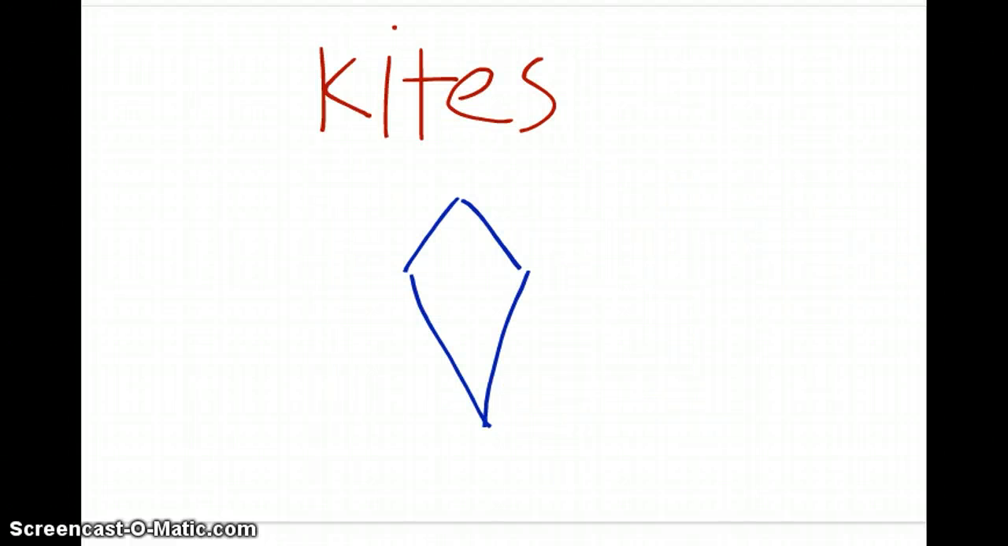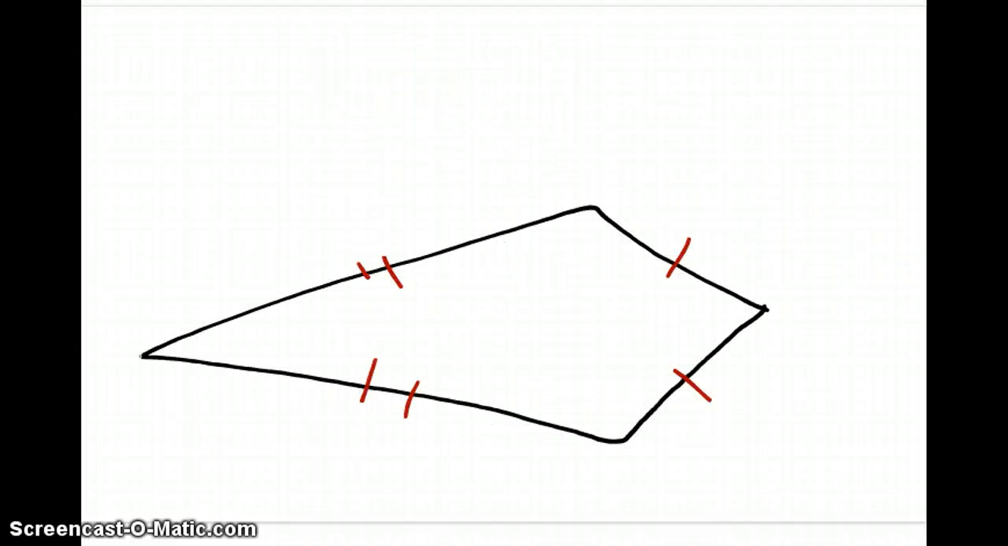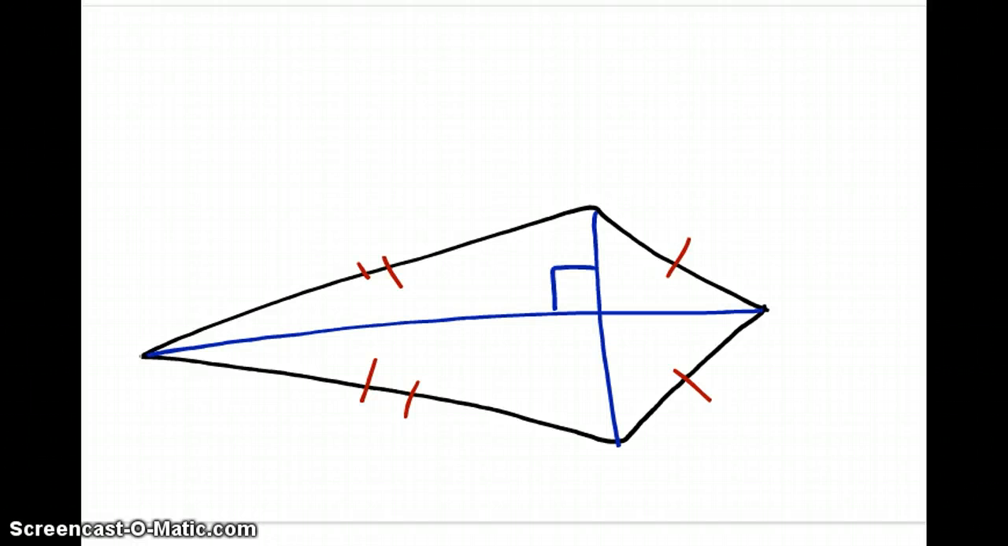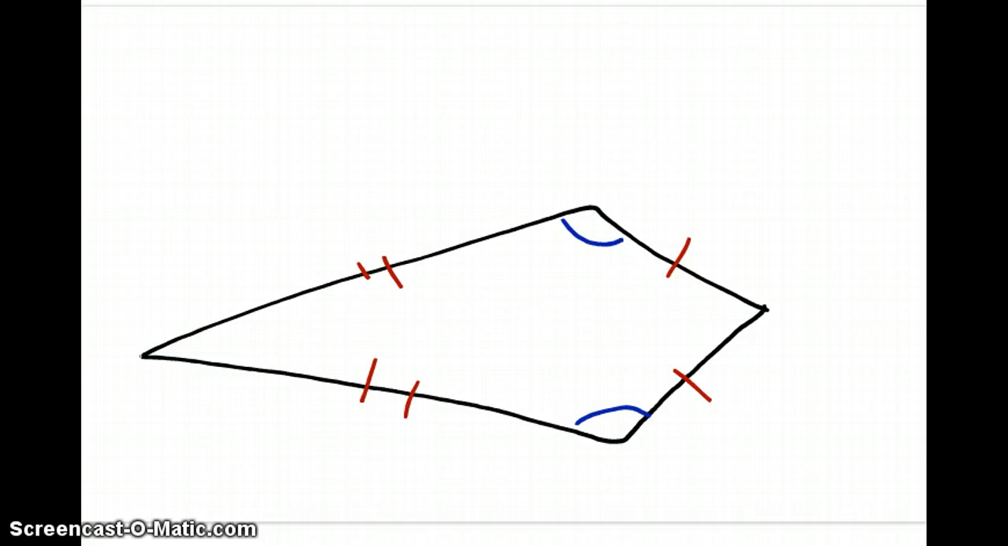The last type of quadrilateral is a kite. A kite is a quadrilateral that has two pairs of consecutive congruent sides, but opposite sides are not congruent. If a quadrilateral is a kite, then its diagonals are perpendicular. If a quadrilateral is a kite, then exactly one pair of opposite angles are congruent.